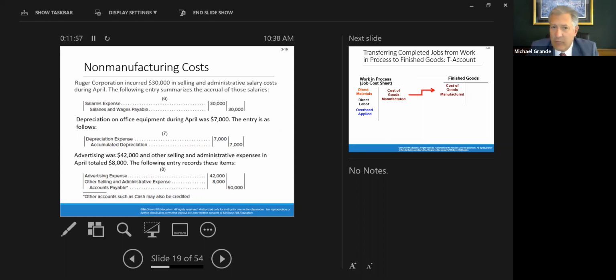The one that I really want to emphasize is journal entry number 7, depreciation on office equipment. Operative word there is office. See where it goes? It goes to depreciation expense. If that entry had said depreciation on factory equipment, the debit would be manufacturing overhead. But because it's office, it goes to a selling and administrative expense called depreciation expense.